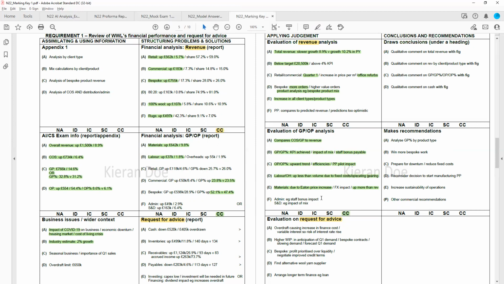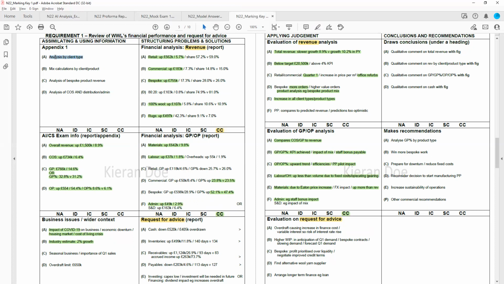But I guess it is good if you've got an extra point. At least it gives you some headroom in case I made a typo mistake or something and did like 32.8% on commercial gross profit margin rather than 23.8, typing in a rush. So, having an extra one isn't too bad, but we don't want to spend too long having lots of extra points because we need to make sure that we get through the whole requirement.